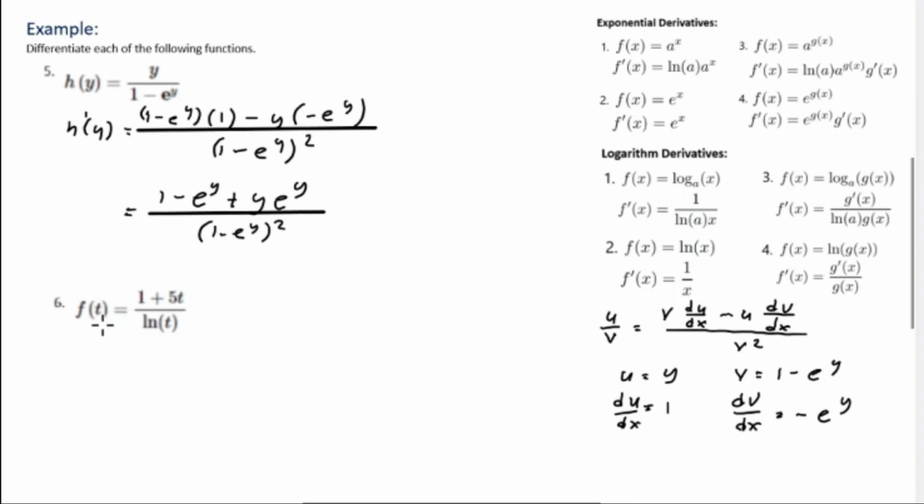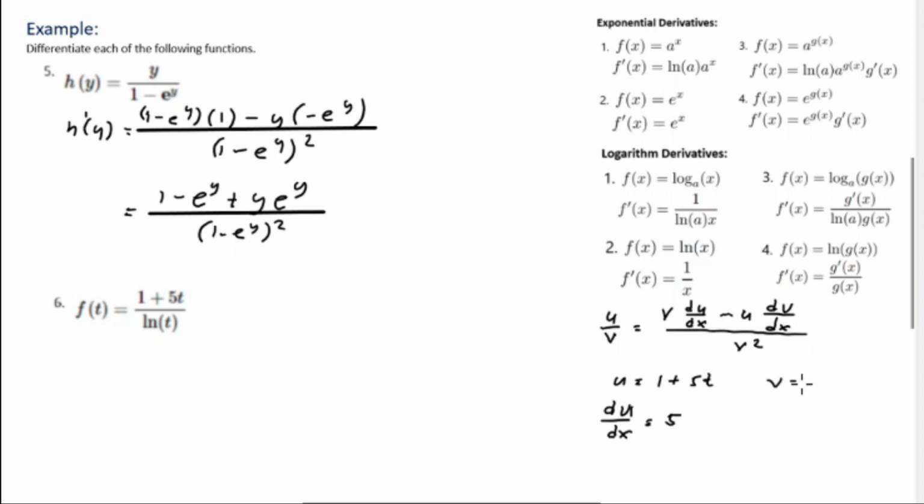Example number 6. The function is f(t) equal to 1 plus 5t all over ln of t. We have a numerator and denominator, and we'll be using the quotient rule, and this is the formula. And what is u? U is the numerator, which is 1 plus 5t, and the derivative du/dx is equal to the derivative of 1, which is 0, plus the derivative of 5t, which is 5.